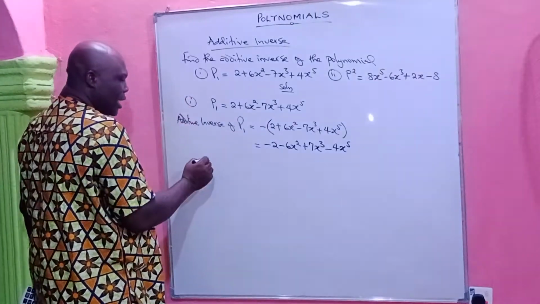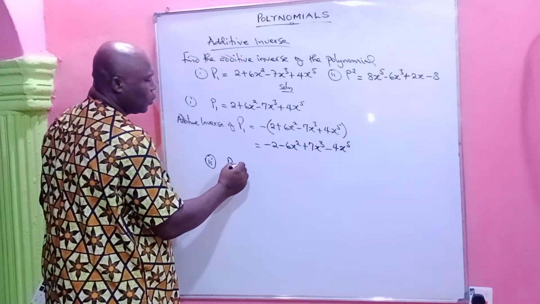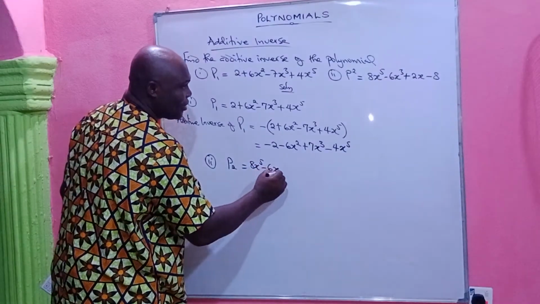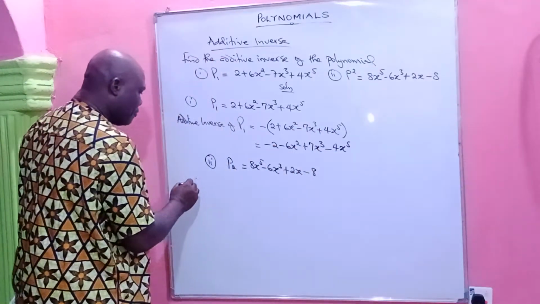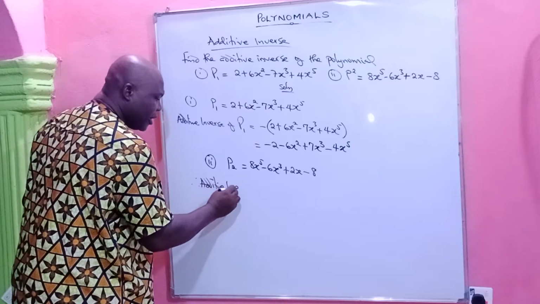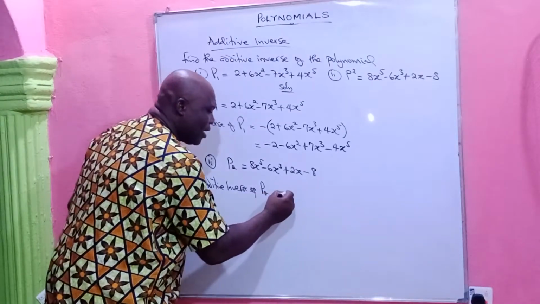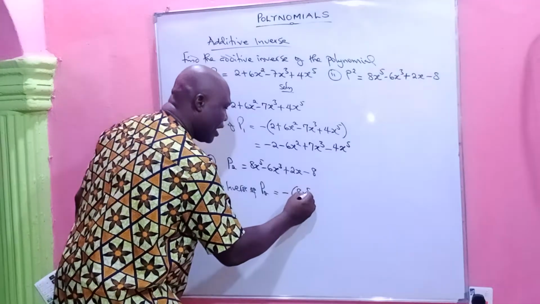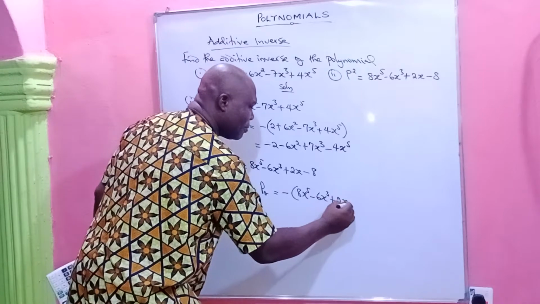That was P1. Then the second, we have our P2 to be equal to 8x raised to the power 5 minus 6x raised to the power 3 plus 2x and then minus 8. Therefore, the additive inverse of P2 will be equal to, so we have a minus sign introduced before the polynomial. So we have 8x raised to the power 5 minus 6x raised to the power 3 plus 2x minus 8.